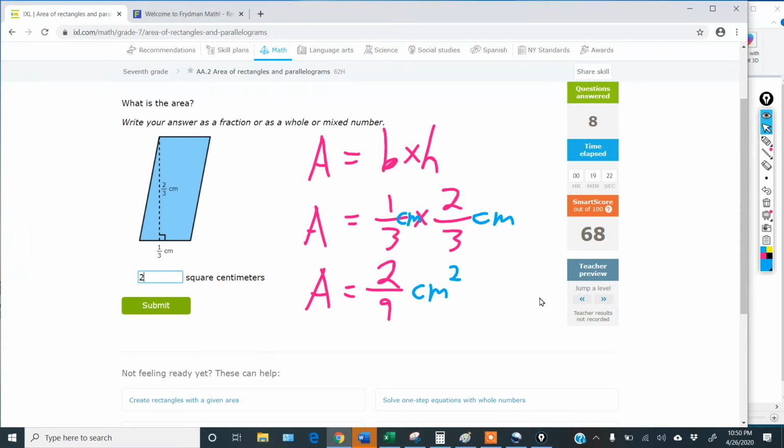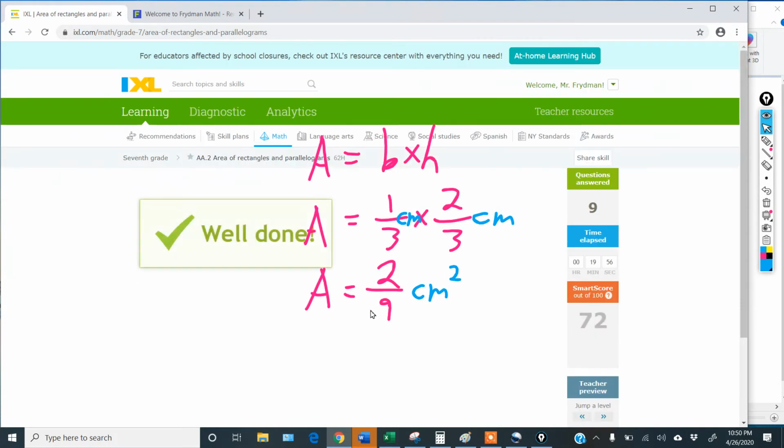2/9. So 2, and then you have to hit the slash symbol, which on my keyboard here is on the same button as the question mark, and then a 9. Make sure that you're hitting the forward slash, not the backslash. Sorry, this is the forward slash. This is the backslash. So 2/9 there.